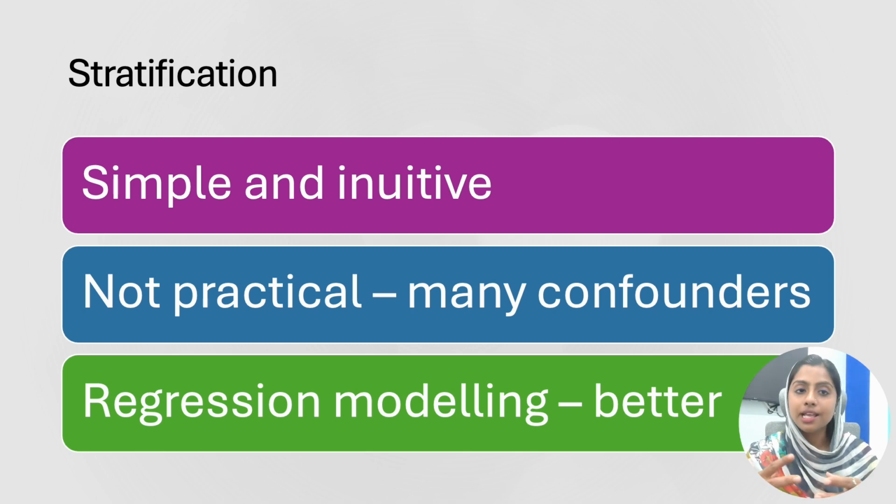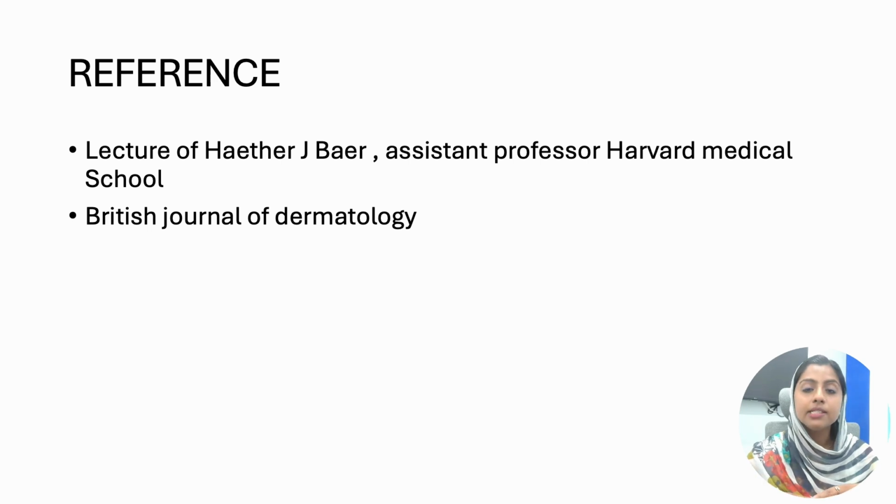So this is an overall view of what a confounder is and the different methods that you can use for addressing confounding in both the design and the analysis. And these are my references, mostly from the lectures which I have been taught. So I hope that I've been able to give you some insights about this topic.